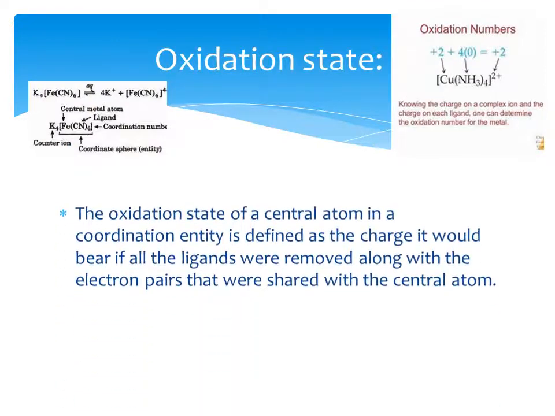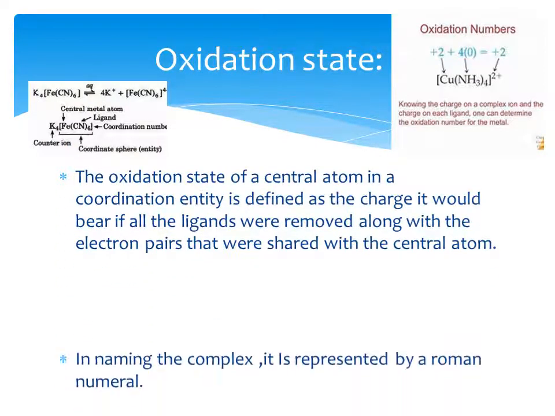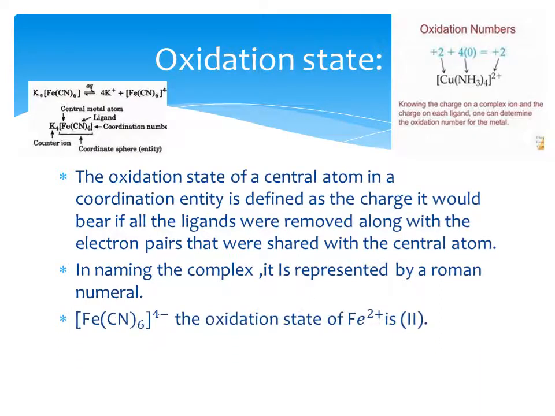Next, the last one is oxidation state or oxidation number. You all studied the details about oxidation state, its salient features and all that in 11th standard. But still, here let's see what oxidation state is in a coordination compound. The oxidation state of a central atom in a coordination entity is defined as the charge that it would bear if all the ligands were removed along with the electron pairs that were shared with the central atom.